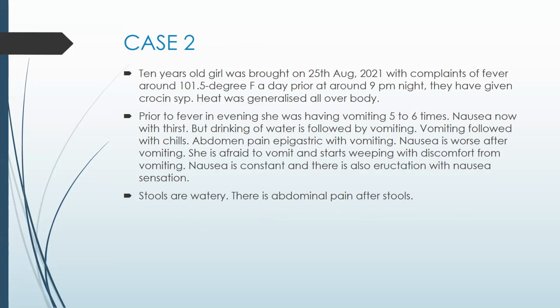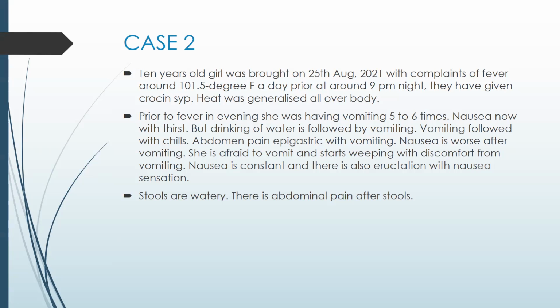So I asked about the symptoms prior to fever. Parents told me that prior to fever, in the evening, she was having vomiting 5 to 6 times. Now also she has nausea with thirst, but drinking water is immediately followed by vomiting. Vomiting is then followed by chills. There is a lot of abdominal pain, mainly in the epigastric region, with vomiting. Nausea is worse after vomiting.